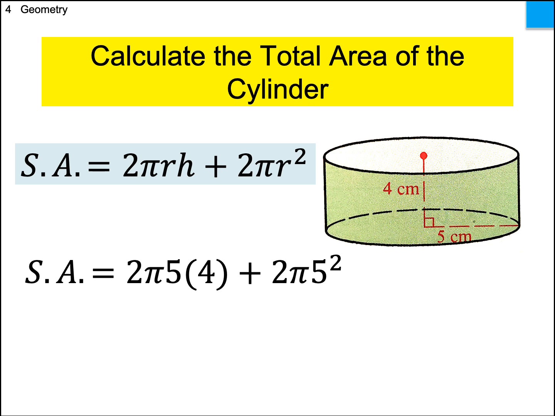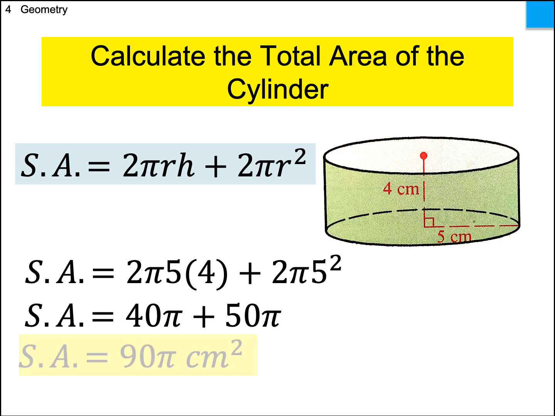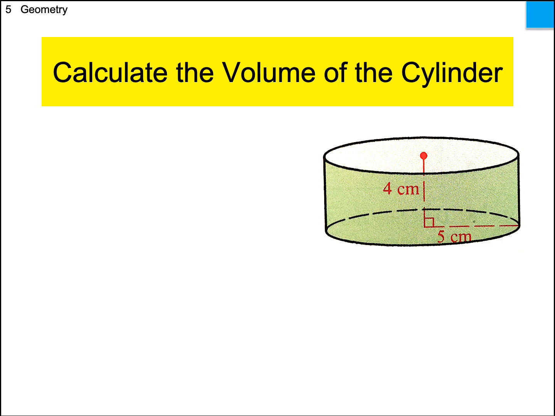So let's see, 2 times 5 times 4 would be 40. 5 squared is 25. 25 times 2 is 50. You see where I got those numbers from? And 40 and 50 is 90. Now we were doing total area or surface area, so therefore the units will be squared. Make sense? Okay.